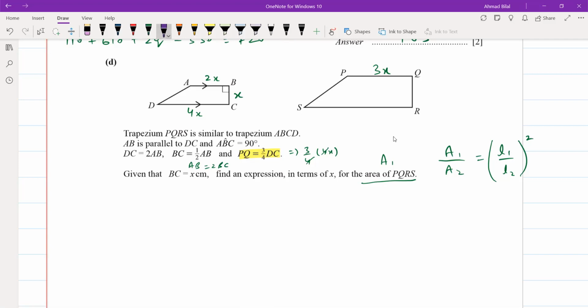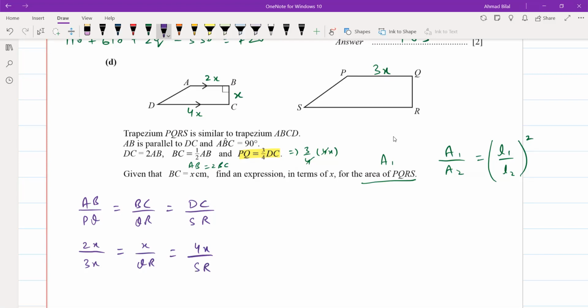So we know that AB over PQ should be equal to BC over QR, which should be equal to DC over SR. ठीक है, कॉरेस्पॉन्डिंग लेंथ सारी इक्वल होनी चाहिए. अब देख लेते हैं AB क्या था हमारे पास. AB was 2x. PQ क्या है? That's 3x. Okay, that should be equal to BC over QR. BC क्या है? BC is x. QR हमें नहीं पता. DC is 4x. SR क्या है? हमें नहीं पता.